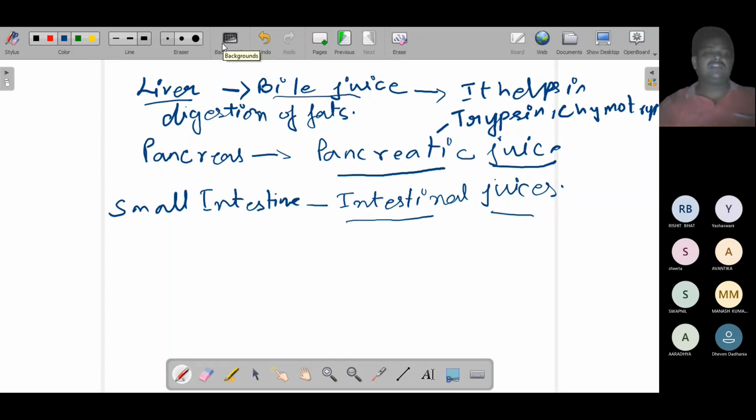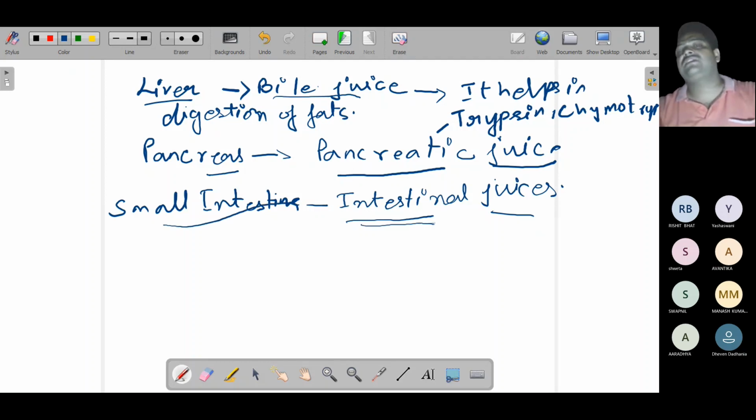So the secretions of the salivary gland are saliva. The secretions of the liver are bile juice. The secretions of the pancreas are pancreatic juice. The secretions of the small intestine are called intestinal juices. So what do we call the secretion of the stomach?